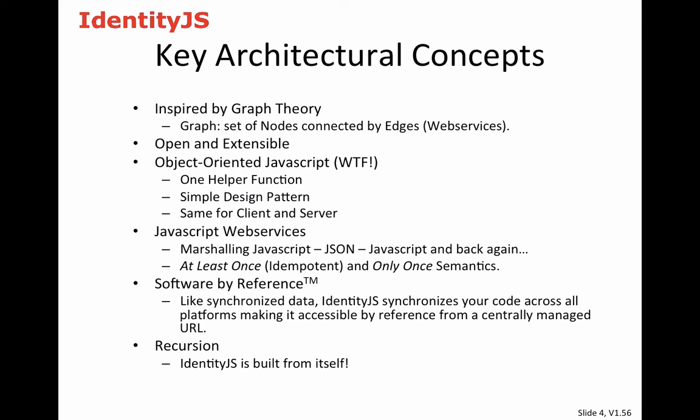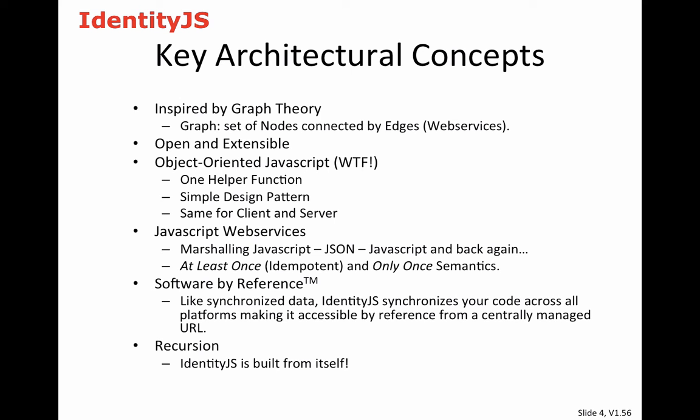Identity Cloud is inspired by graph theory, where a graph is a set of nodes connected by edges. So Identity Cloud is actually a set or a graph of identity nodes connected by edges where the edges are themselves web services. It's an open and extensible architecture because it's developed in standards, and it's object-oriented JavaScript with one helper function, simple design pattern, and it's the same technology for both clients and servers.